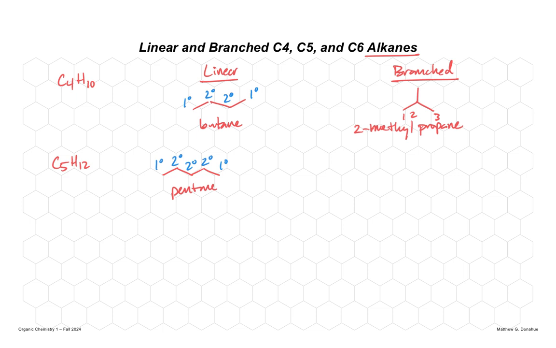If we go down to branched, the longest chain is now 4, so it's a butane derivative. We have 1 carbon to account for, so it'll be a methyl substituent, and it has to be on carbon 2. So again, that's all one word, even though it might not look like it. 2-methylbutane.